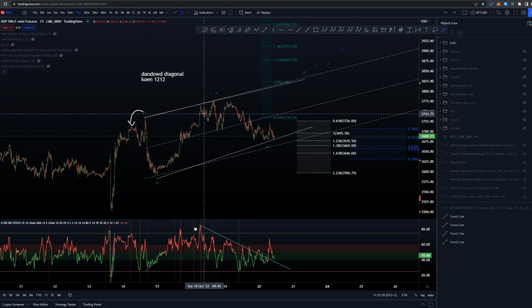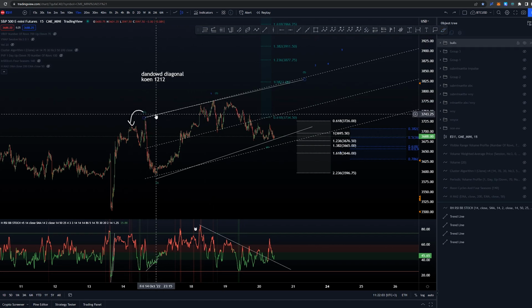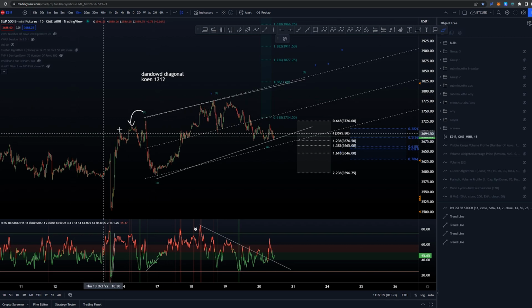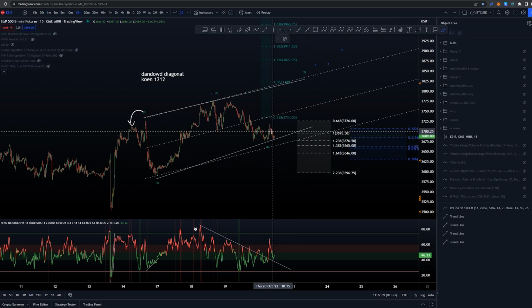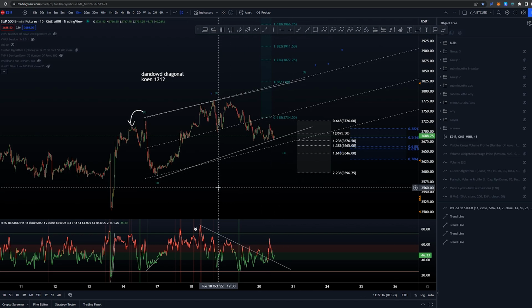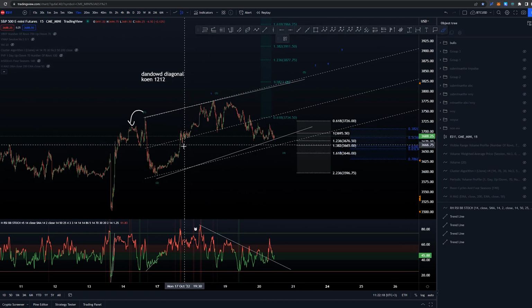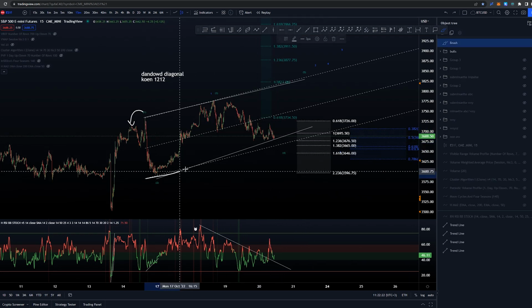There was also another count here in which Dan mentioned he had this as a potential diagonal. The wave 4 is already getting quite large in this count, so it is making it less likely. However, it's not invalid by any means. We don't want this price action to break this channel that we have here.